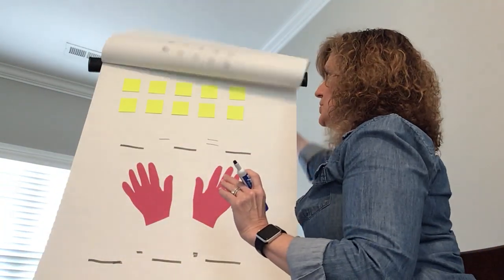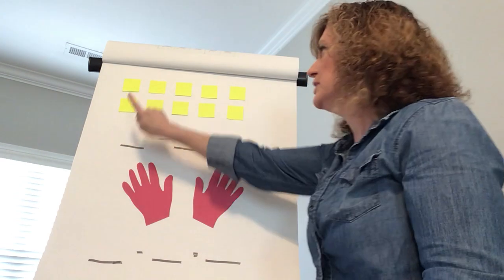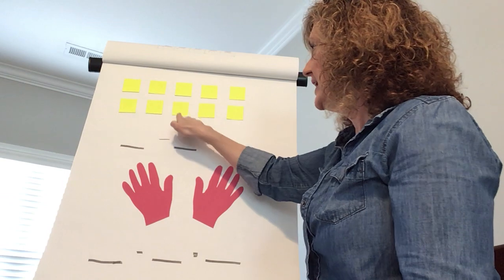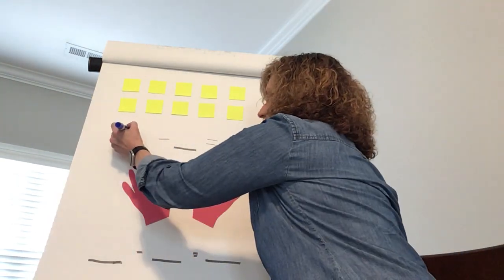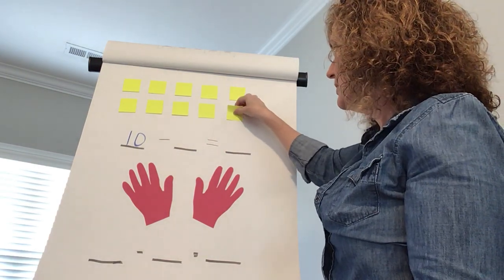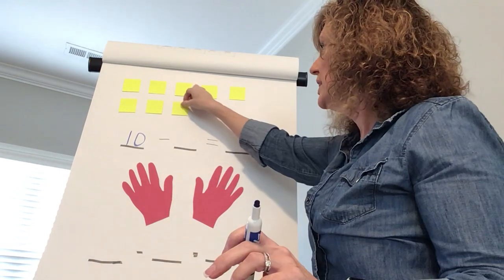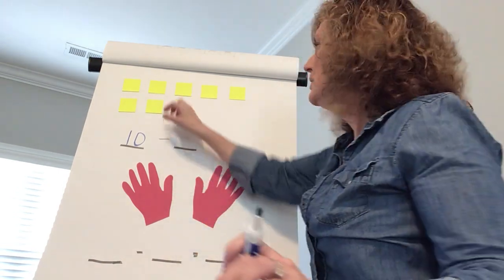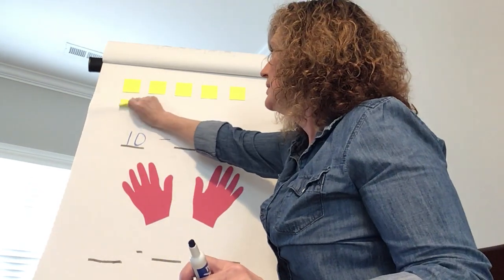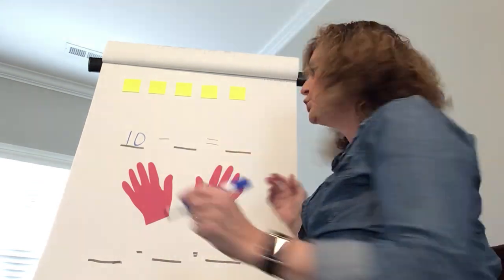Another strategy you can use is counting with some cubes. So let's count how many cubes am I starting with. 1, 2, 3, 4, 5, 6, 7, 8, 9, 10. So I have 10 cubes. Okay, let's say I'm going to take away 1, 2, 3, 4, 5. So I took 5 cubes away.